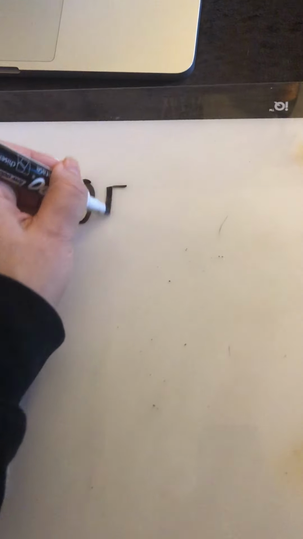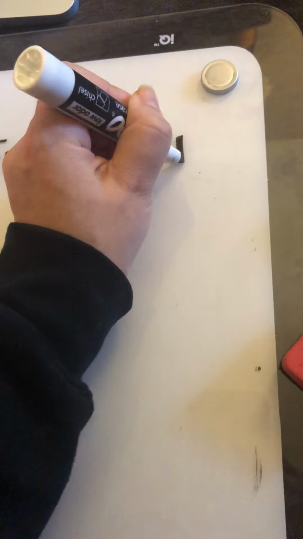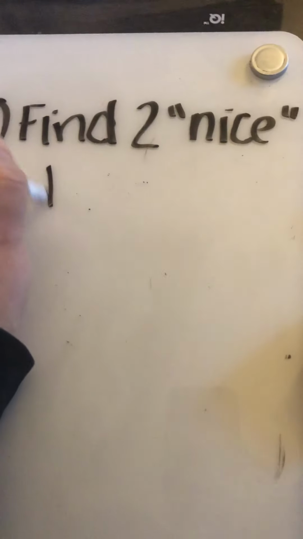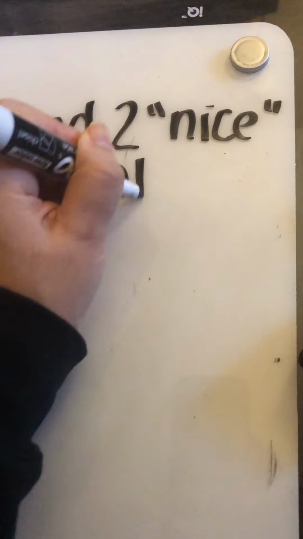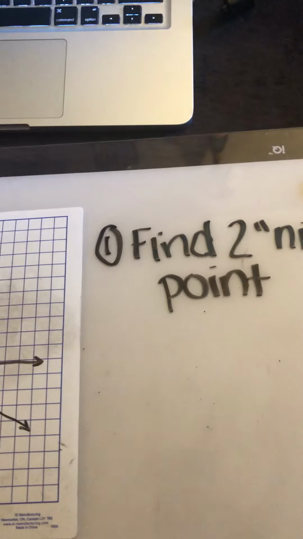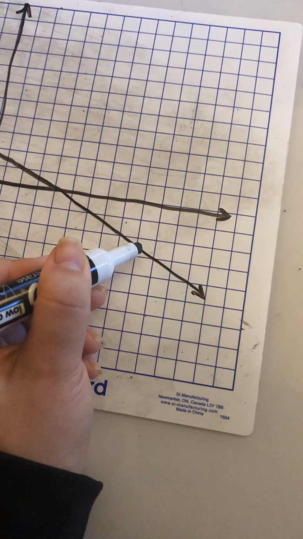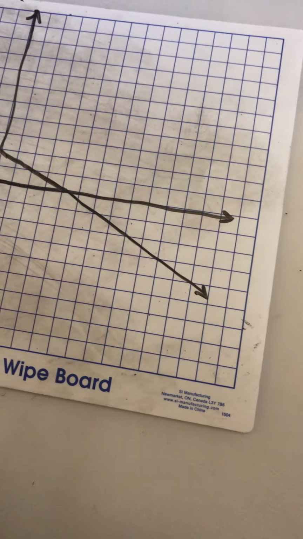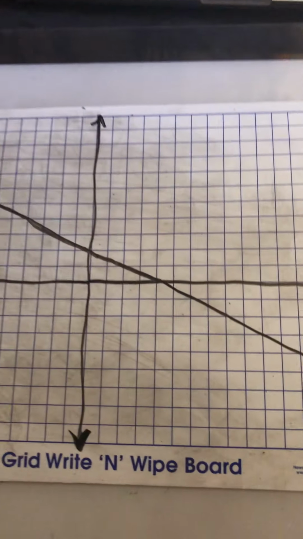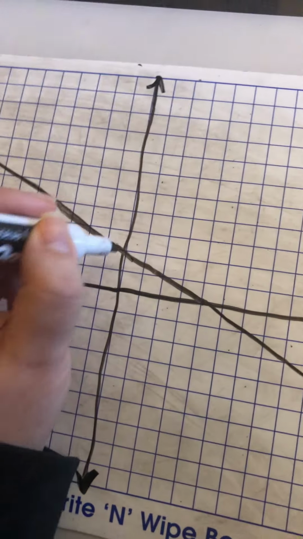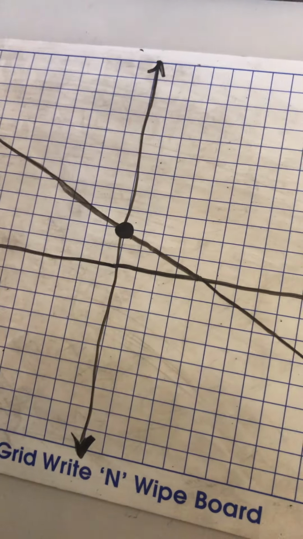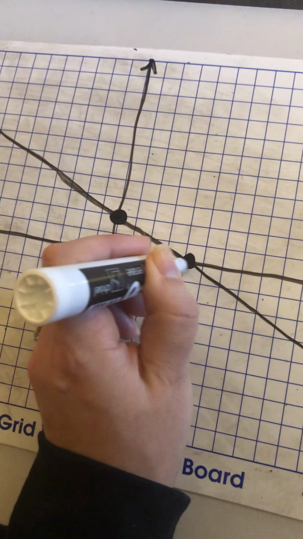So step 1, if you guys remember, we're going to find 2 points. We call them nice points, right? Nice points are points that lie exactly in the corner of the 4 boxes. You can figure out that ordered pair. You don't want to pick a point that's kind of like floating. Like, I wouldn't pick this point because, see, it's not a clear point. It's not a nice point. So I'm going to pick the coordinates. I'm going to pick this one, and I'm going to pick this one.